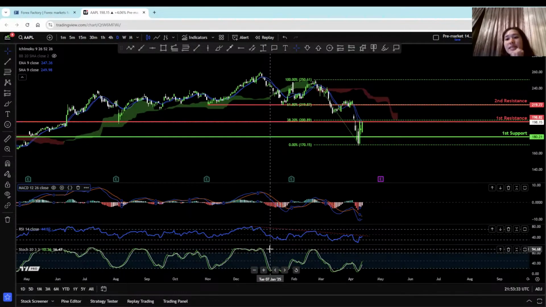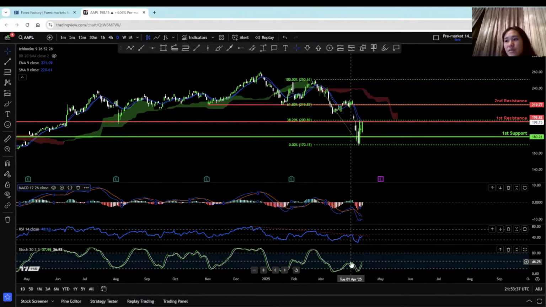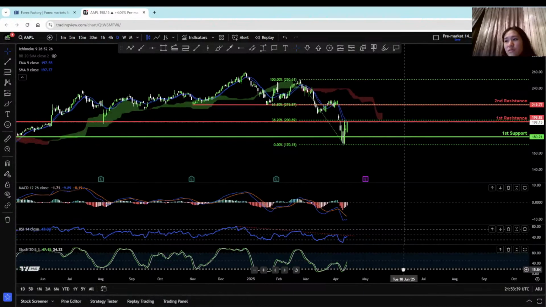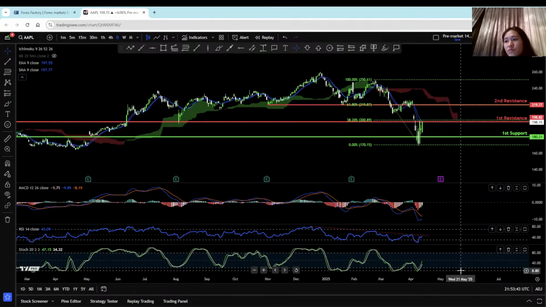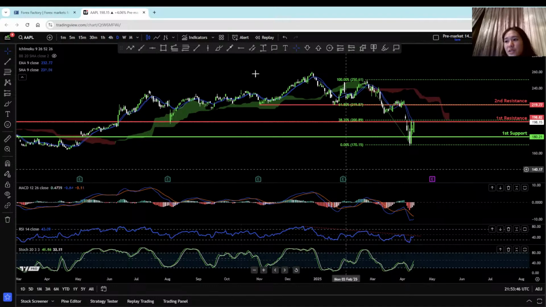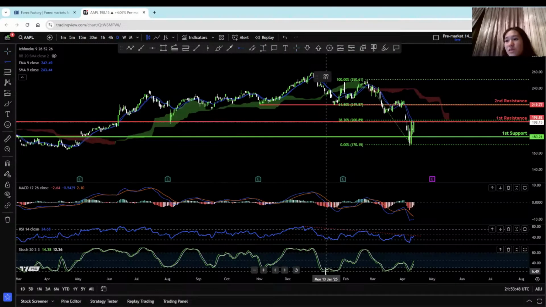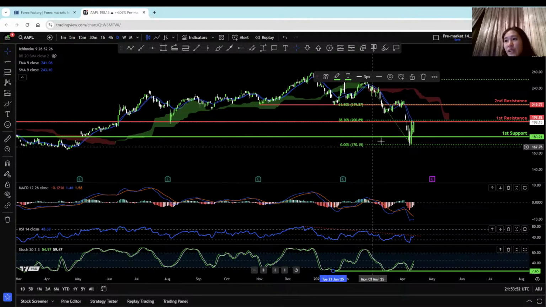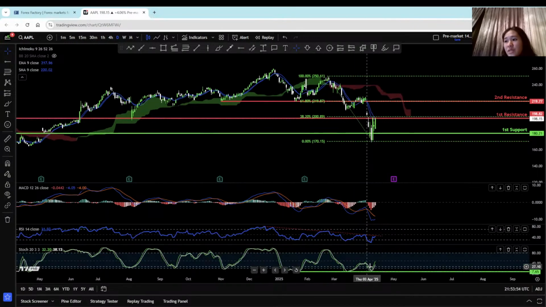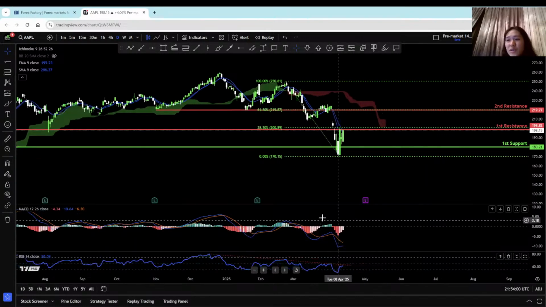Stochastic isn't telling us much here, because here we have the divergence, right? But prices have already shot up slightly. So that's already been done. So it's not really telling us much now.